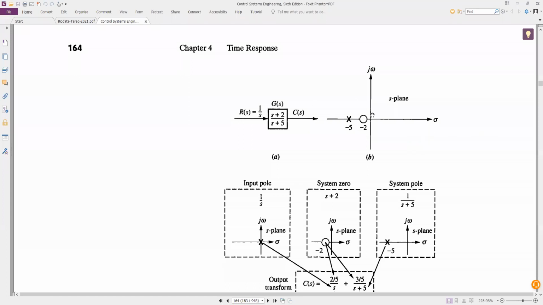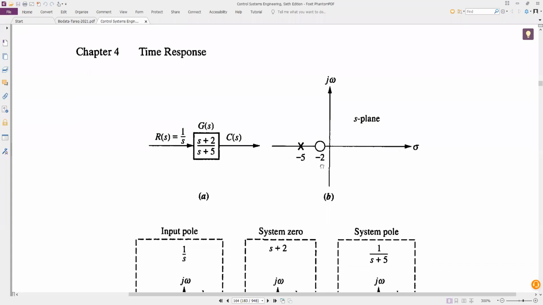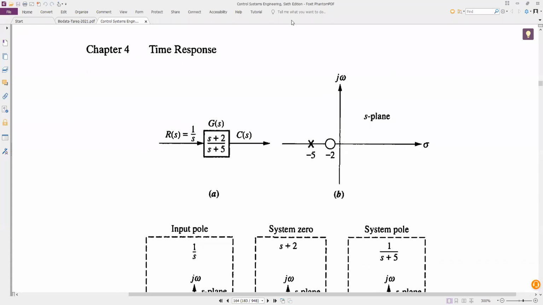Now look at this figure. This is the S plane, the S domain. Here, this is the real value and this is the imaginary value, j omega. j omega means imaginary value, sigma means real value. Now put the value of s as minus 2. If you put s equal to minus 2, then it would become 0.